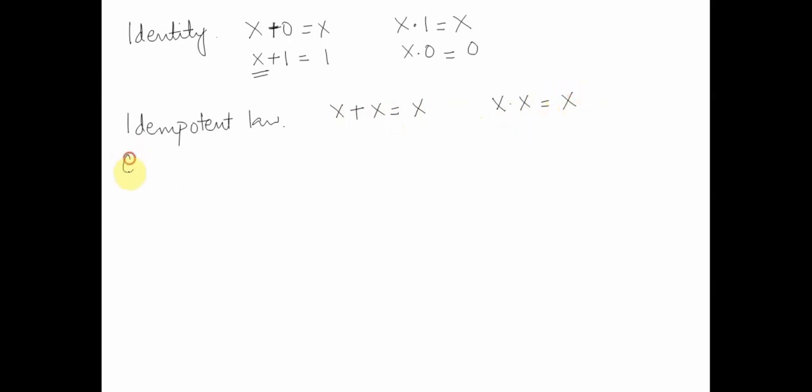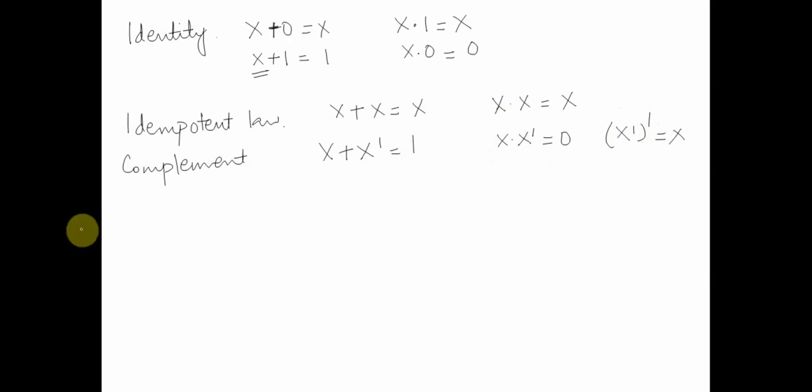Correct? Then we have something called the complement law, where we say when we OR a number with its complement, it's always 1. This is because let's assume x is 1, x bar will be 0, so 1 plus 0 will be 1, and vice versa. And the second law is anything ANDed with its complement is always 0. Correct? And the third law over here is the complement of the complement is equal to the number itself.